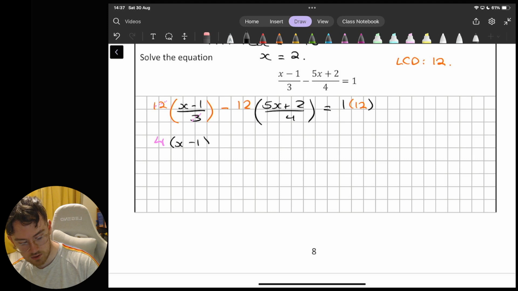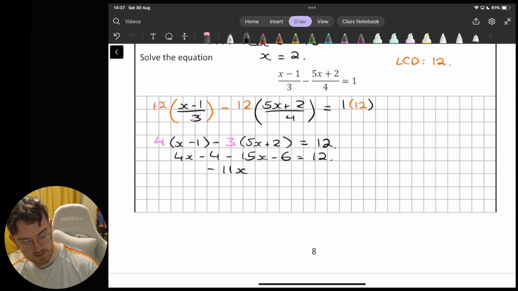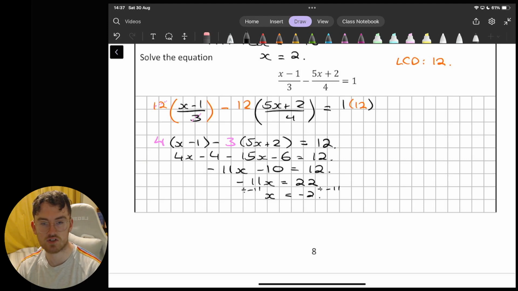Here it's 4. On the next one, it's going to be 3. And on the last one, it's the full 12. Multiplying some more of this out, 4x minus 4 minus 15x minus 6 equals 12. Let's reduce this down. Minus 11x minus 10 equals 12. Minus 11x equals 22. So x equals, by dividing by minus 11, x equals negative 2 there.